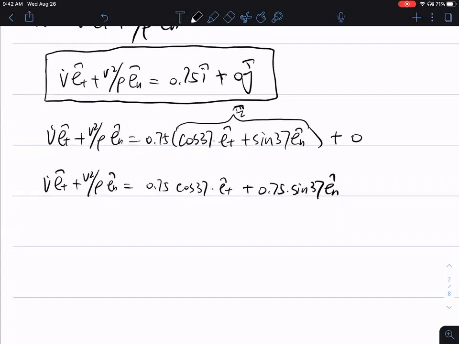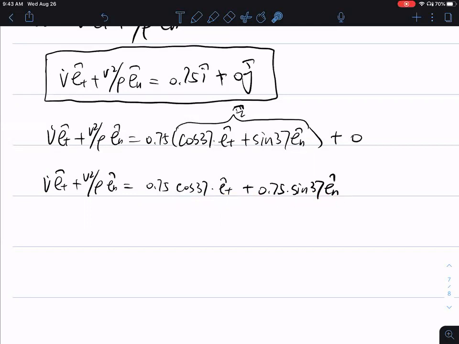Okay. So what I simply just did is I replaced that I from your conversion equations by using cosine 37 ET plus sine 37 EN to replace that I. So this whole thing here is just our I. And once you put that 0.75 into this, then on the right-hand side of the equation we end up with this guy times ET plus this guy times EN.